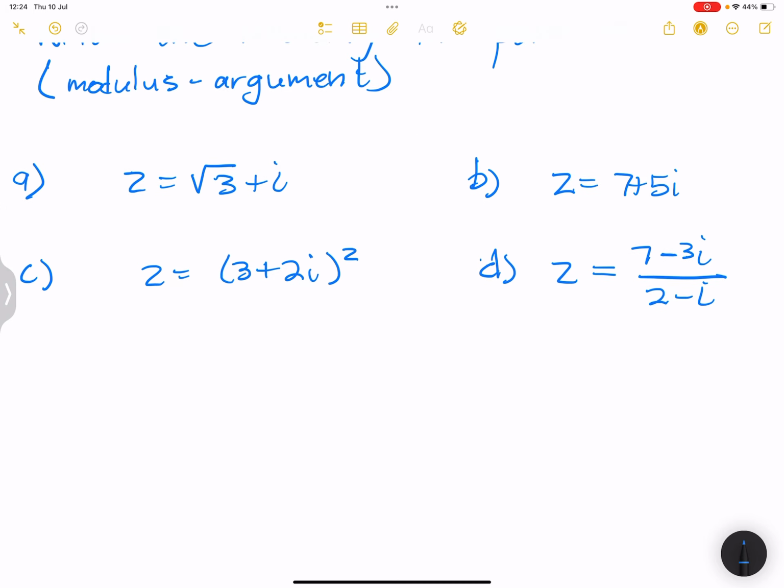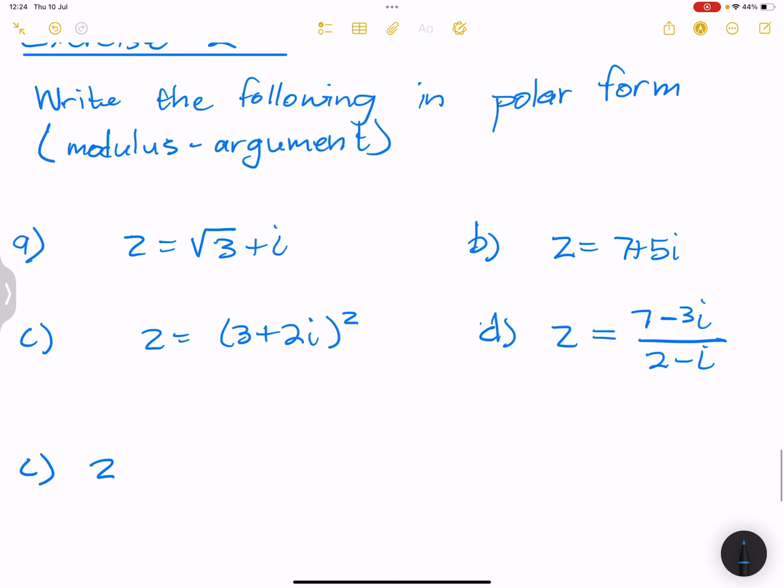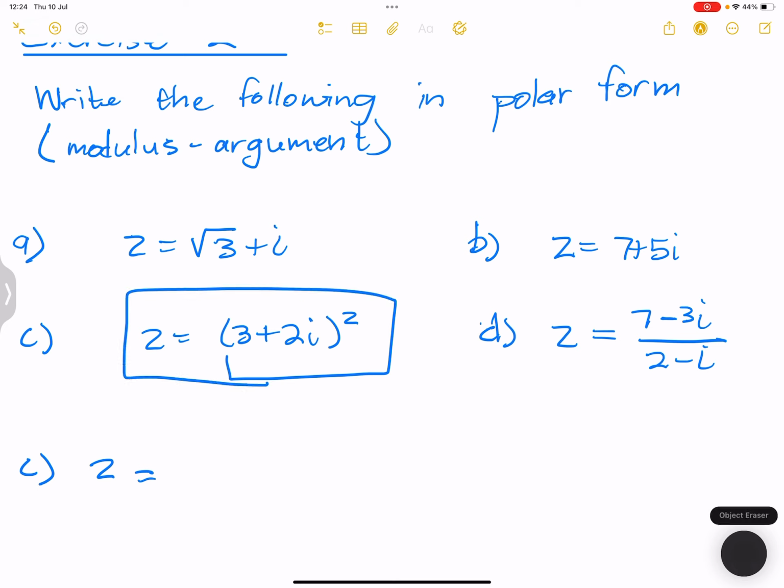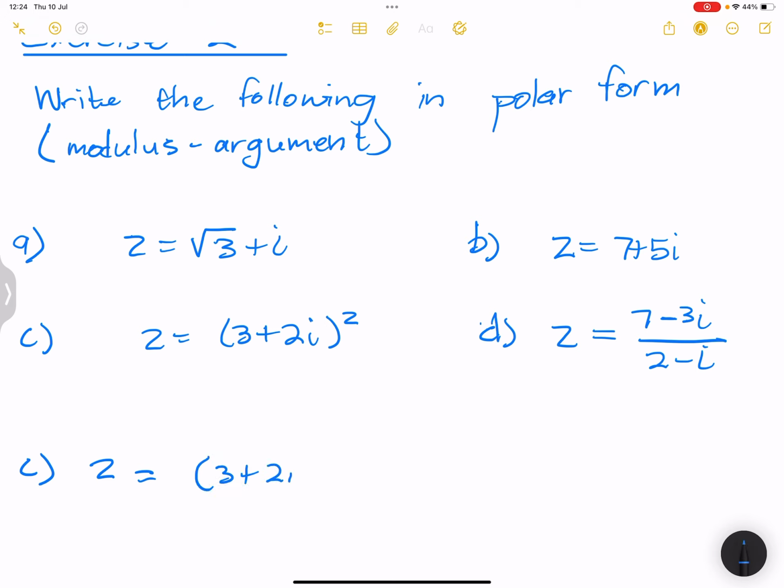All right, so how do I simplify this? In this case, let's start with C. We wanted to write this in polar form, right? So we're going to simplify this first. Make sure that it is in its simplest form, a plus bi. So let's multiply. So that means that we've got 3 plus 2i, that is.